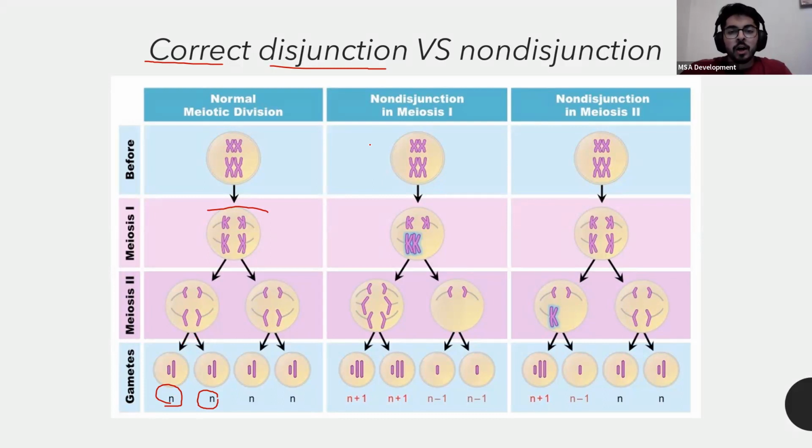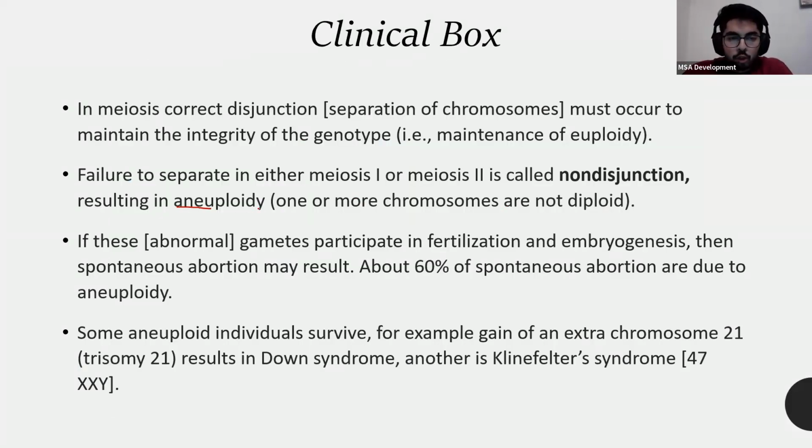However, when sometimes separation of chromosomes fails to happen, we call this non-disjunction. In other words, separation did not happen. And this non-disjunction could happen either in meiosis 1 or in meiosis 2. And in both cases, it's going to produce a case of aneuploidy. Aneuploidy basically means that one or more cells have an extra copy of a chromosome or a missing copy of a chromosome.